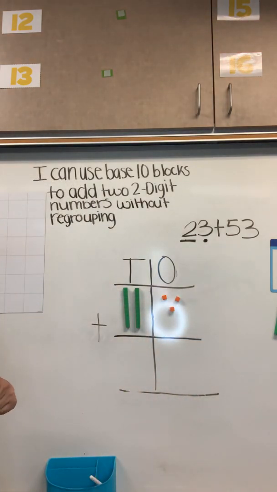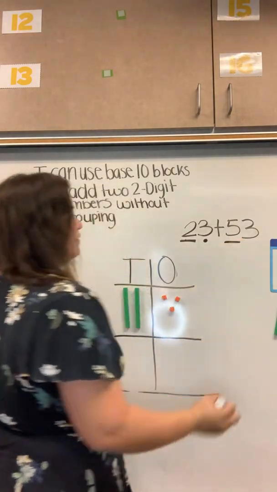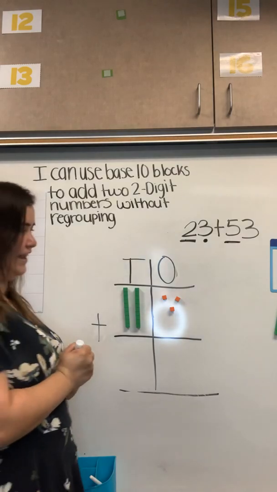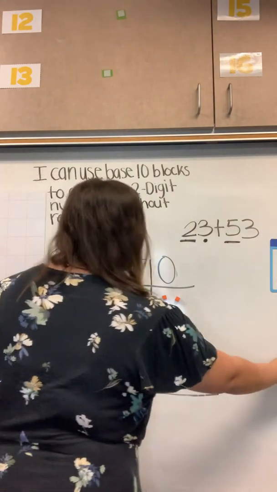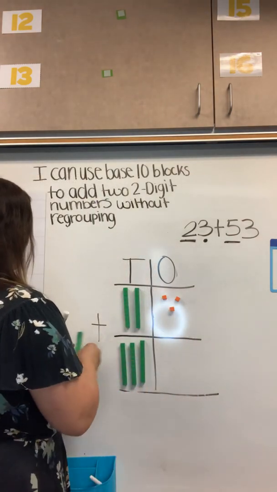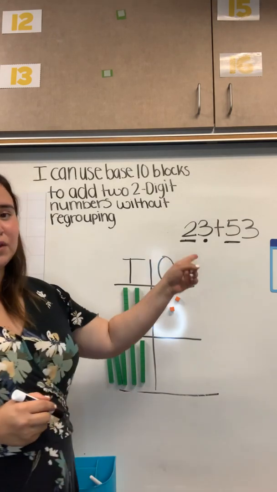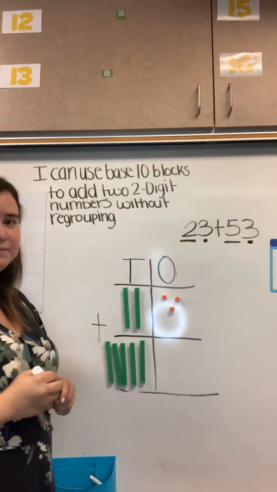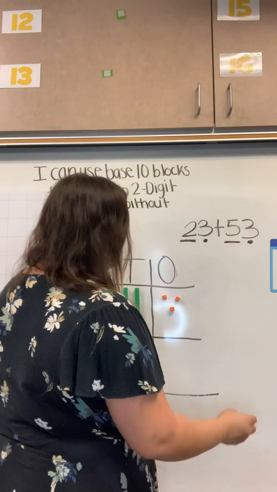All right, now we're going to look at the number 53. How many 10s do we have? 5, good job. 1, 2, 3, 4, 5. Now we're going to look at our ones place in the number 53. What do we have in our ones place? 3, good job.